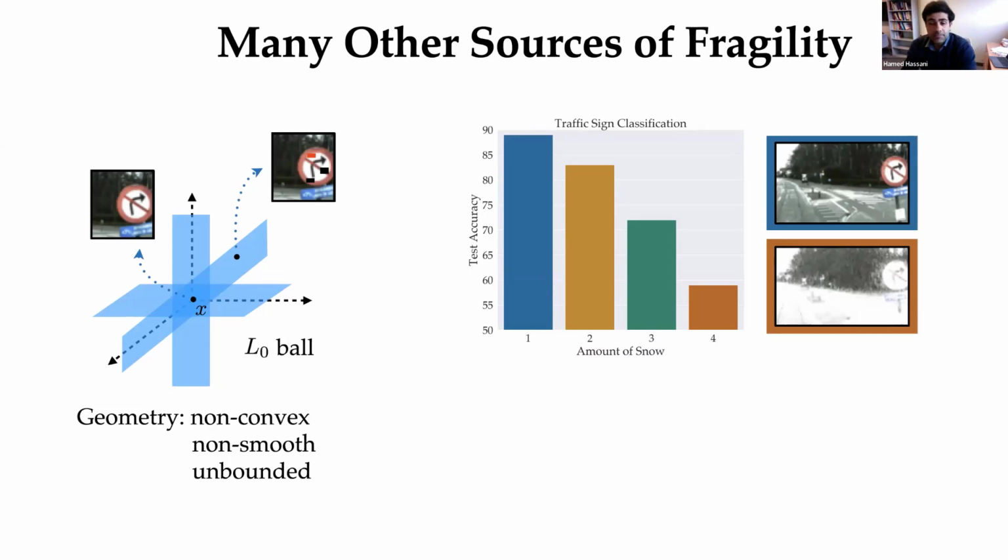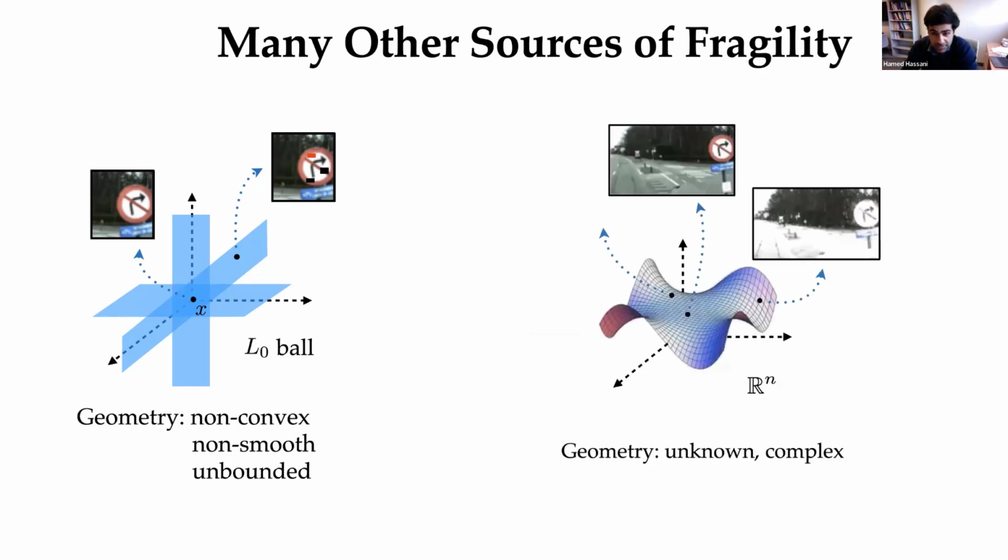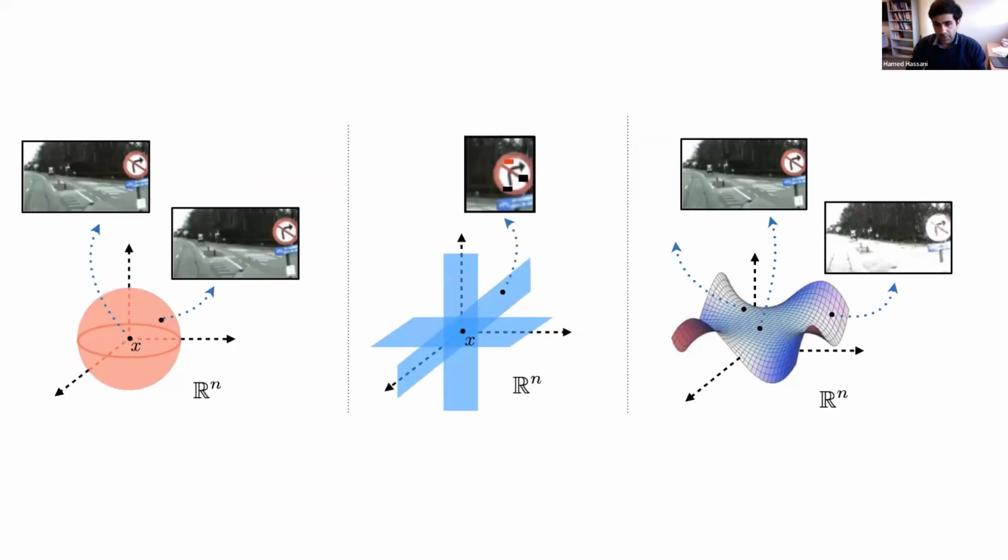So for the natural variation on the right, the geometry is even unknown. We don't know what the geometry is. We don't have an analytical model that describes how snow would be added to an image, right? So it's a manifold, supposedly, but it's unknown and very complex. We don't even know what the geometry is to work with, right? So these are two different types of transformations or geometries that are very important for safety critical applications, and they are much more complex than, let's say, L2.